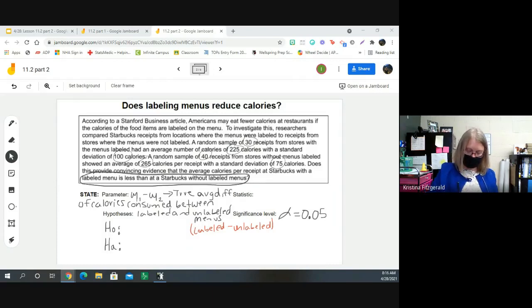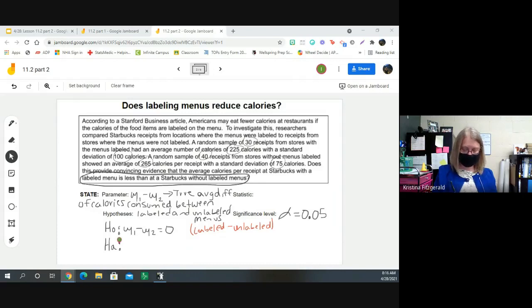We're going to look at a difference. So we always assume innocent until proven guilty. For our null hypothesis, we can always say we'll just assume there is no difference between the two. So if I subtract the calorie counts, the averages, I'll get 0.